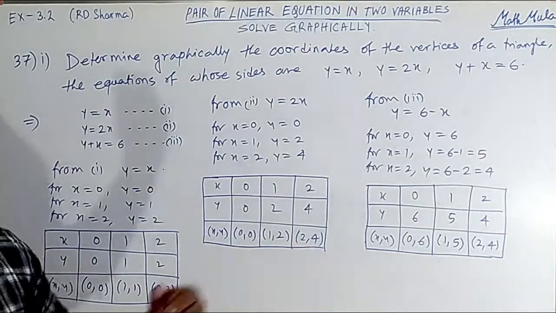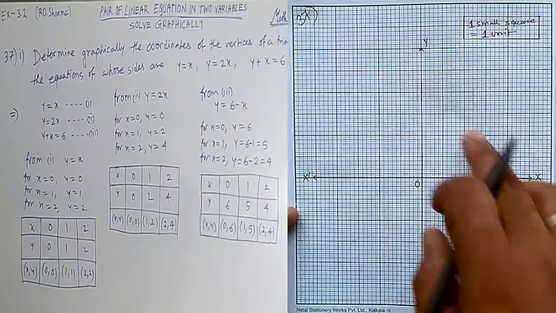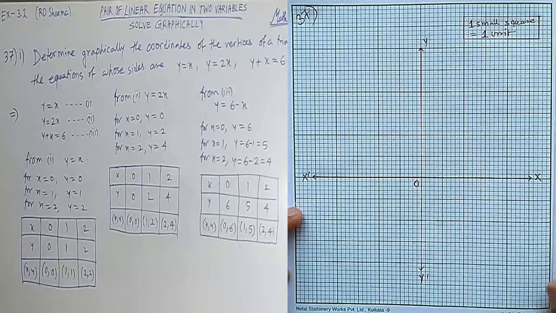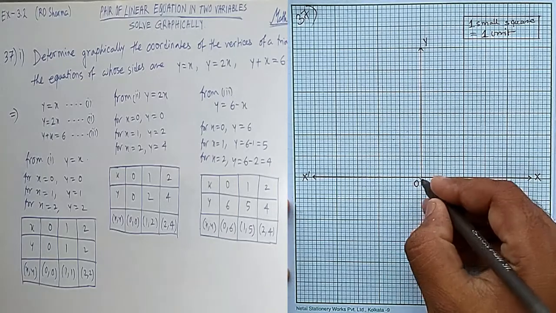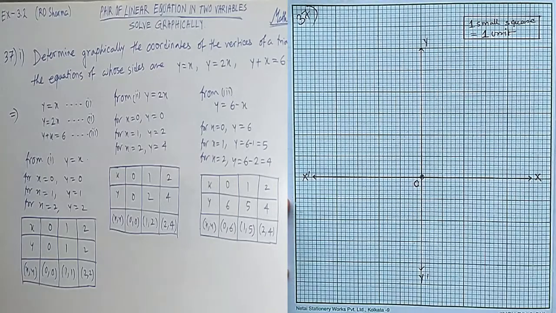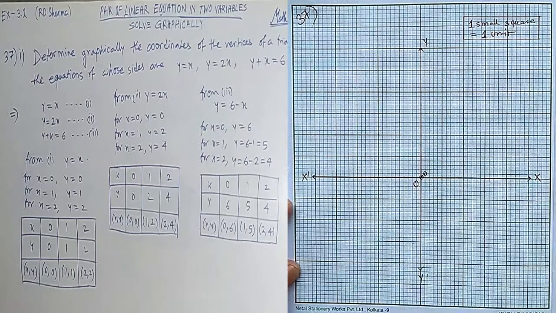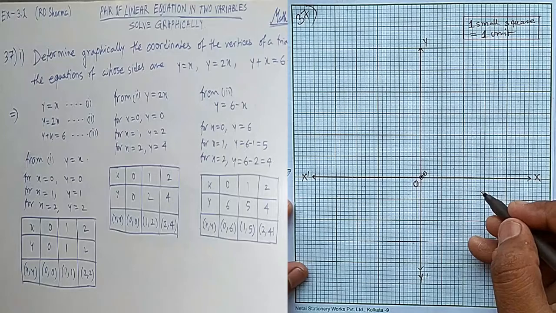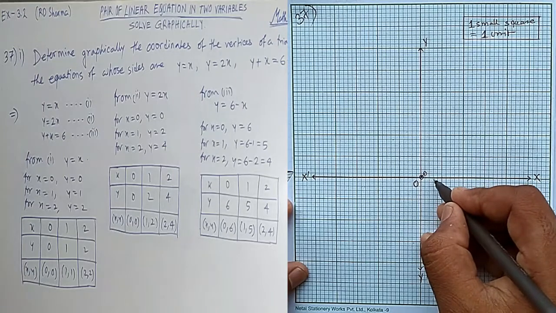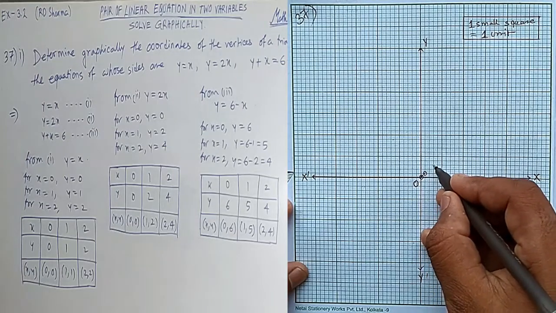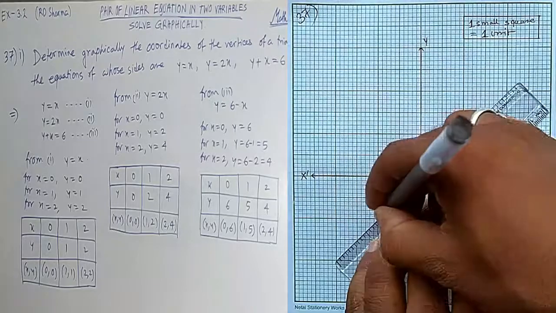Now draw the graphs. That is the x-axis, this is the y-axis, and this is the origin. The first coordinate is (0, 0), that means at the origin. The second coordinate (1, 1), that is x equals 1, y equals 1, also this point. And the next coordinate is (3, 3), that is 1, 2, 3, 1, 2, 3, this point. Now we join these 3 points.